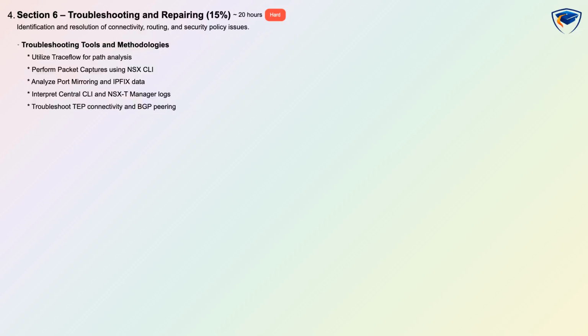The course covers interpreting central CLI and manager logs, troubleshooting TEP connectivity and BGP peering, and validating routing and security policy behavior under failure scenarios. Expect to practice structured approaches that isolate control plane, data plane, and configuration issues.